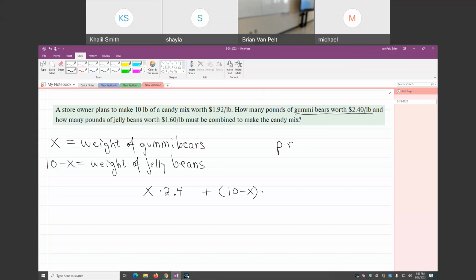Jelly beans, oh, I must have said that wrong. Jelly beans are cheaper. Okay. Jelly beans are $1.60 a pound. So this is an amount times the rate. And we know that we're going to get something that costs $1.92 a pound. Get 10 pounds of that.